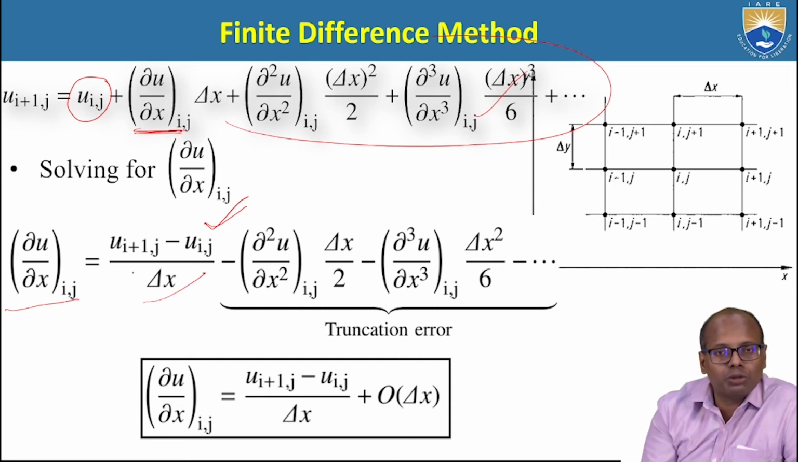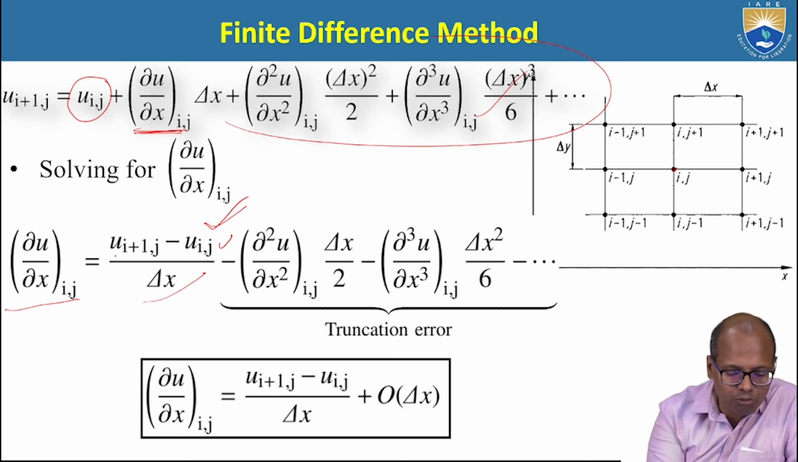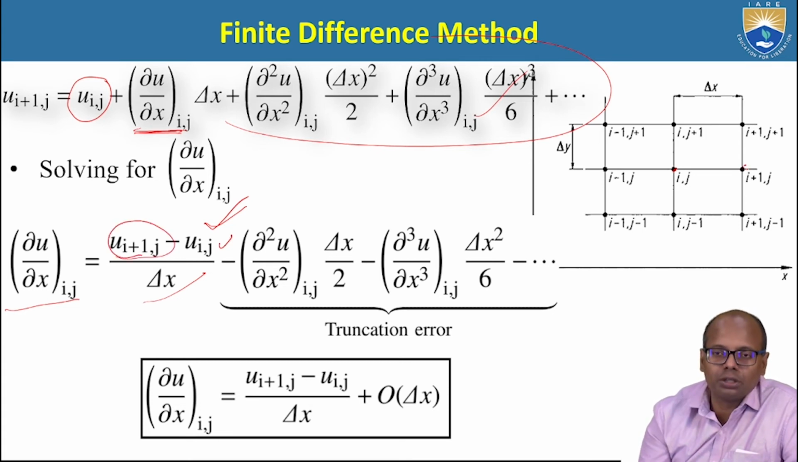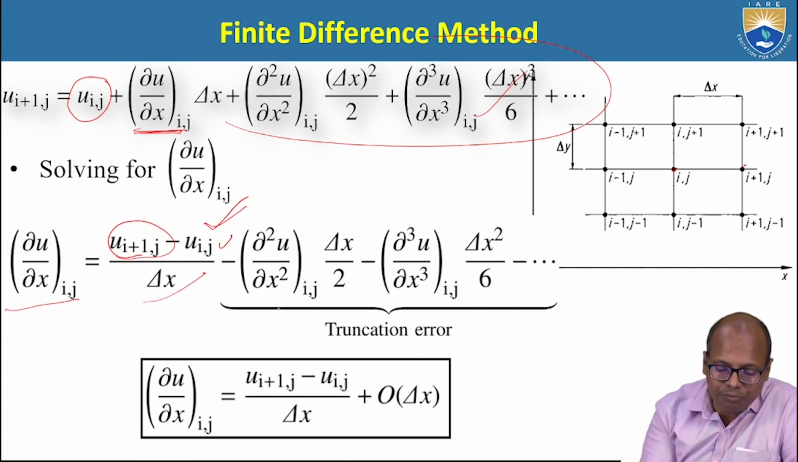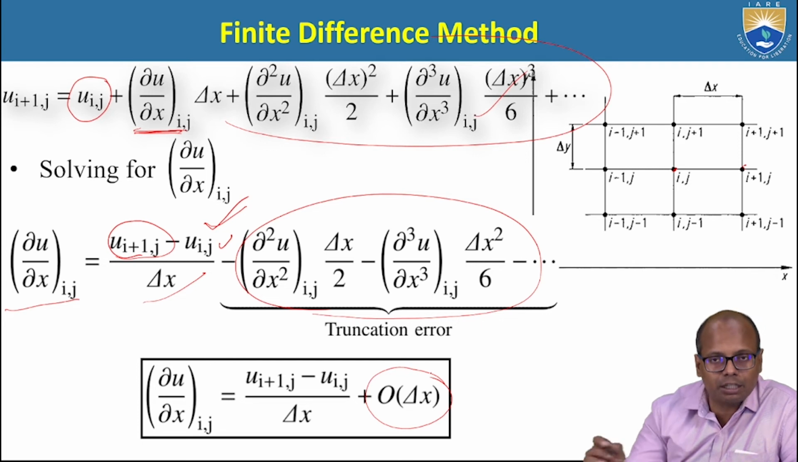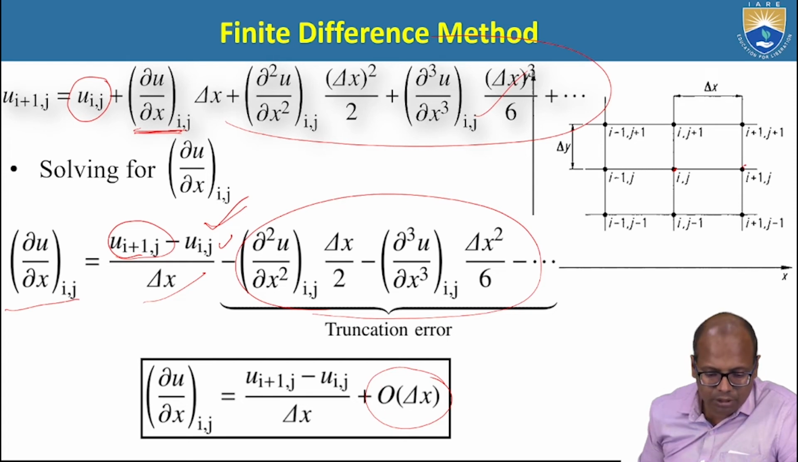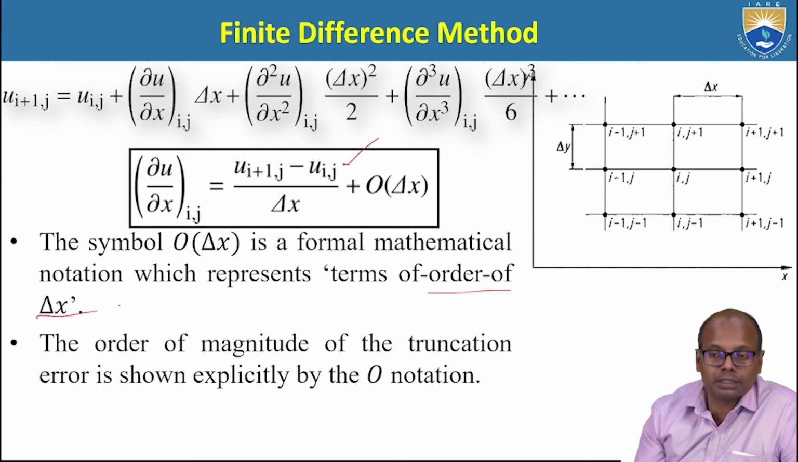Now what are we doing here? We are at this particular point i,j, and we have considered the point ahead of it. So it is called the forward finite difference. Now the truncated term is represented as order of accuracy delta x, because the delta x terms are neglected. So we are getting the order of delta x accuracy. This is the order of accuracy of delta x, as we have discussed.